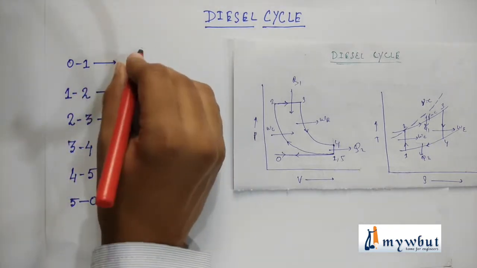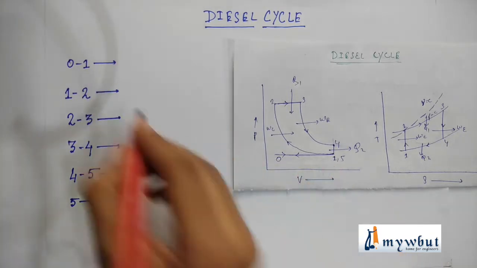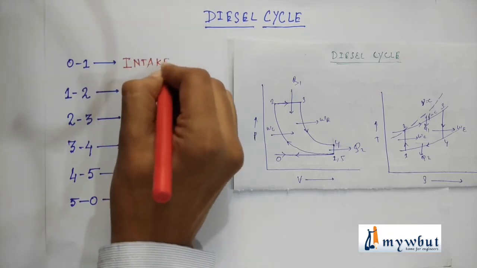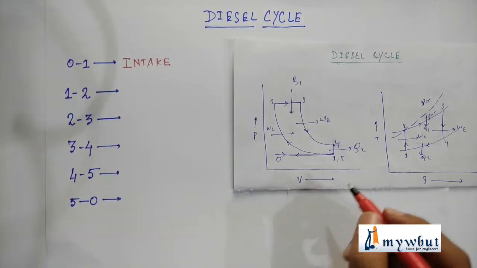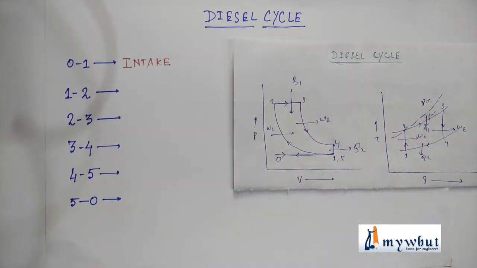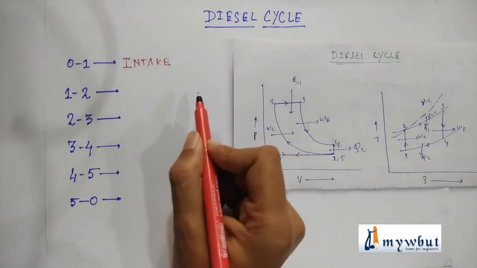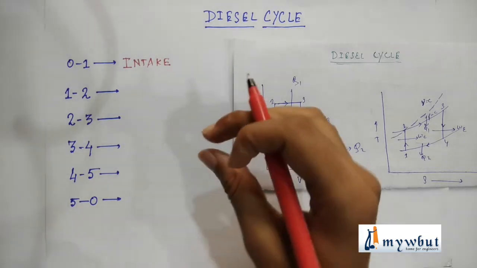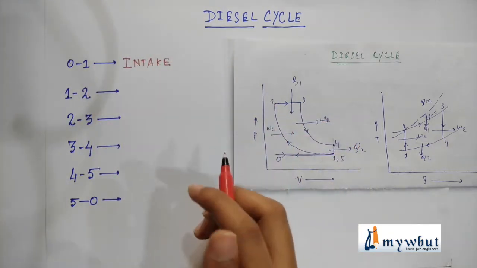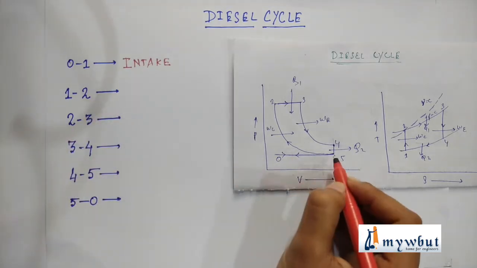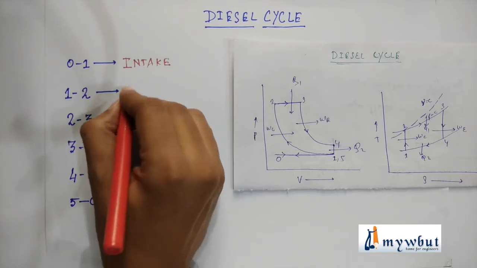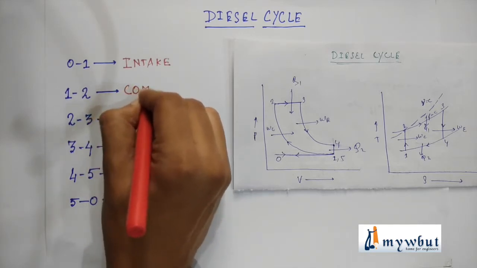So the process 0 to 1 is the intake process. Here the air valve opens and the piston moves outwards. Due to the moving of piston outwards, the expansion takes place and from the inlet valve the air goes inside. The process 1 to 2 is, as you can see, an adiabatic process and is the compression process.